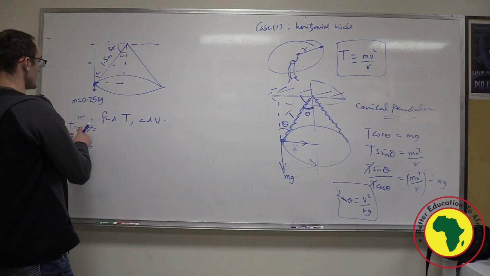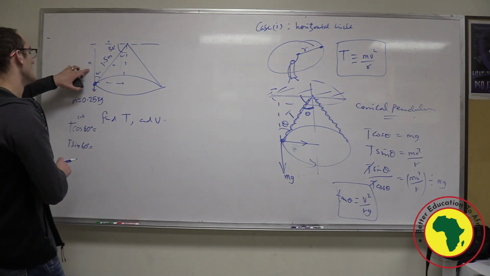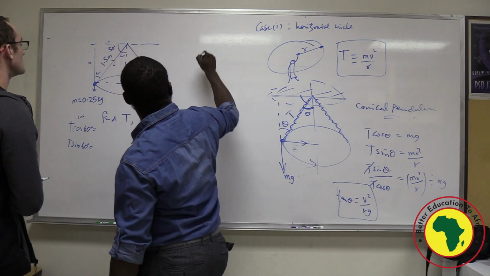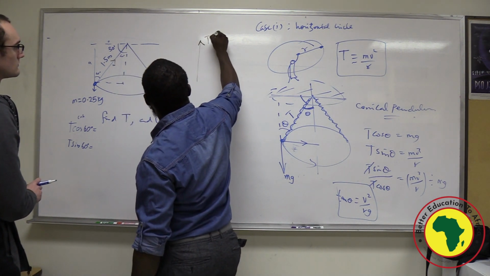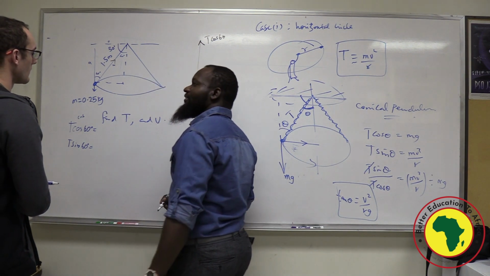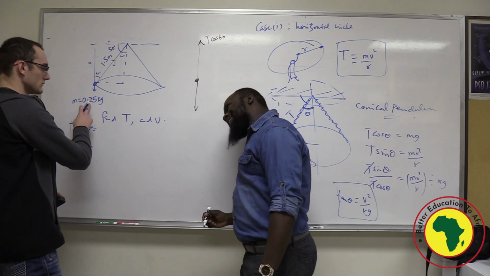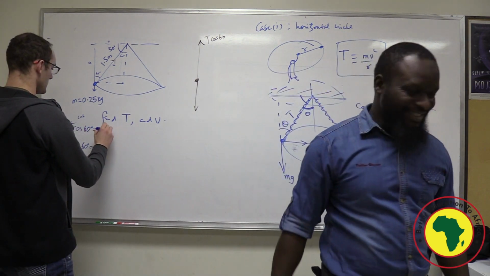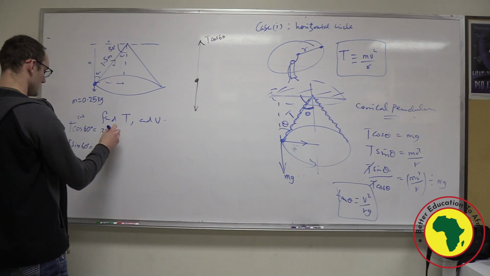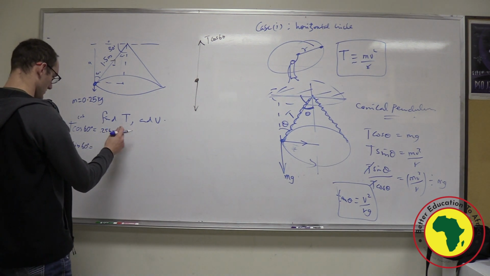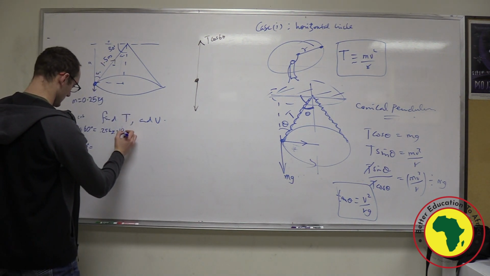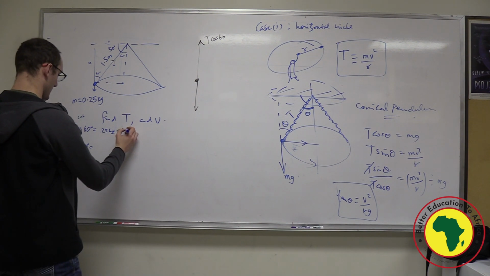So T cosine 60. What else is in the vertical now? T, don't forget, is holding it up. So if I do T cosine 60, that's the vertical component. What is in this mass that is also vertical? The weight. So that is 0.25 kilograms times G. That's the weight now, so I put the weight on this side. You can use 10 for G.